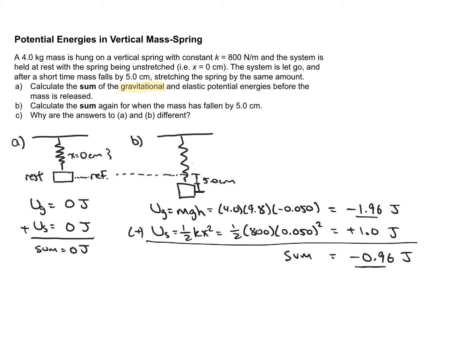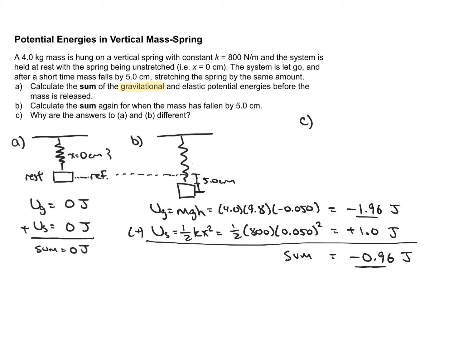So in part C, they ask, why are the answers to A and B different? We had a sum of 0 joules in part A, and now we have a sum of negative 0.96 joules in part B. Why are they different? Shouldn't they be the same? Due to the law of conservation of energy, the total energy needs to be the same.